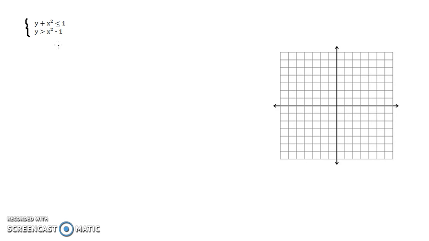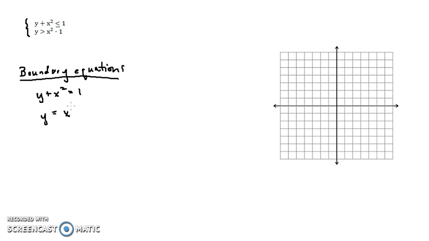Okay, so the idea is the same. We still need to get the picture, the boundaries on there, and we need to figure out the shading. Getting the boundaries on there is a little bit more difficult here because these graphs are going to be a little bit more complicated than lines. So we're looking at the boundary equations. We want the boundary equations: y plus x squared equals 1 and y equals x squared minus 1.